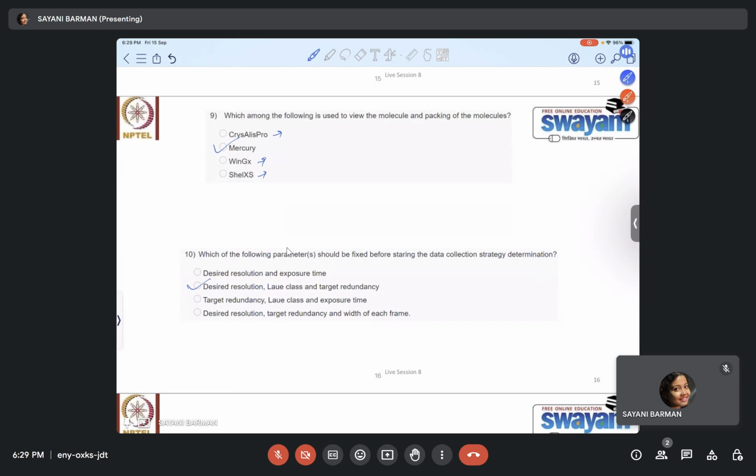So it's very important to fix the desired resolution before data collection, and also the target redundancy. It means how many times the same reflection pattern you are getting, the number of copies of the same data set you are getting.